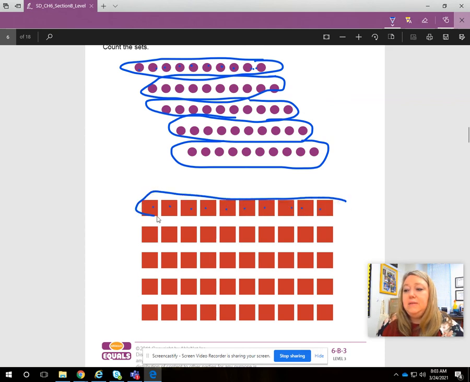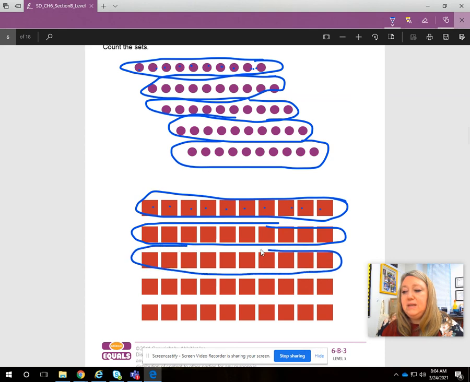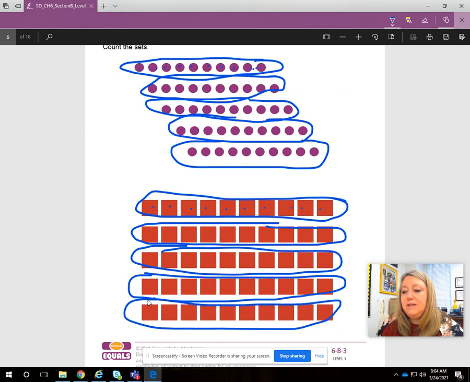So we have some sets of 10. Here's one set of 10, two sets of 10, three sets of 10, four sets of 10, and 5 sets of 10. So it goes 10, 20, 30, 40, and 50.